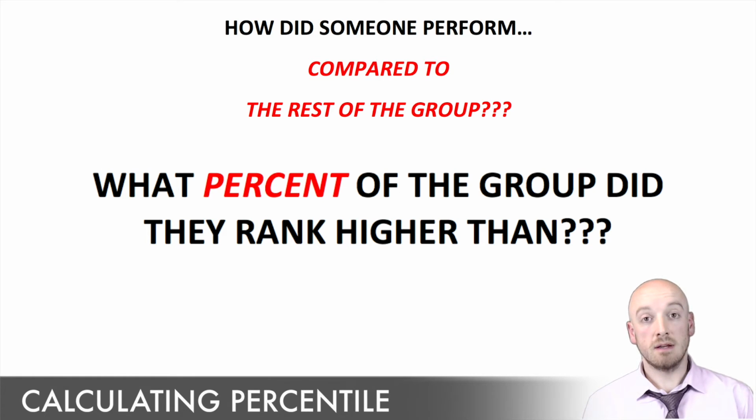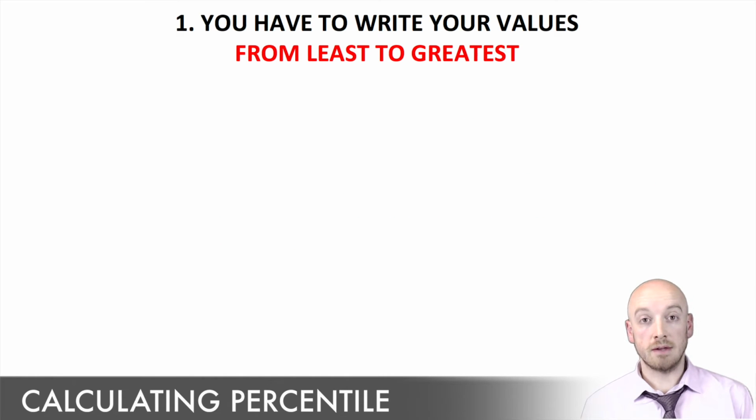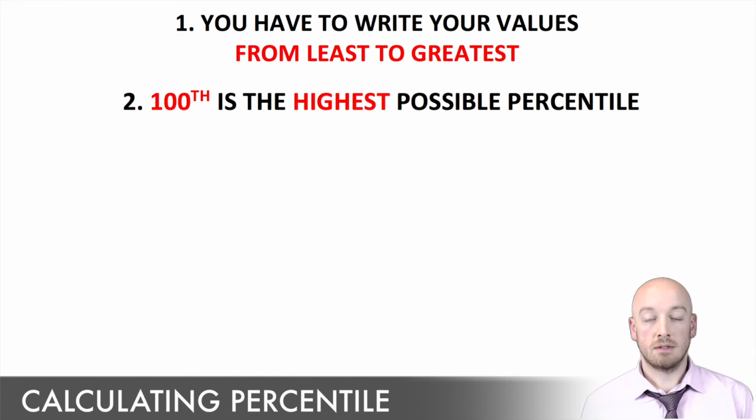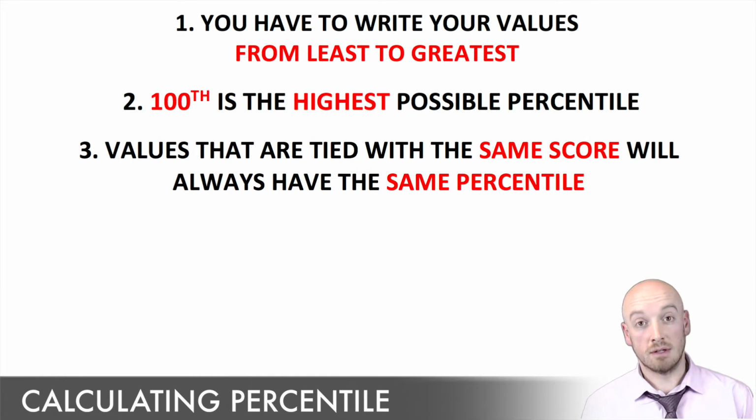Now, before we see any examples, it's important to remember a couple of key points. First, the values in your distribution have to be written in ascending order. That means from least to greatest. Second, the best possible percentile you can be in is the 100th. Every other score will fall somewhere below that. Third, all values in a distribution that have tied with the same score will all receive identical percentiles. You can't say that one of those same scores performed any better than another.